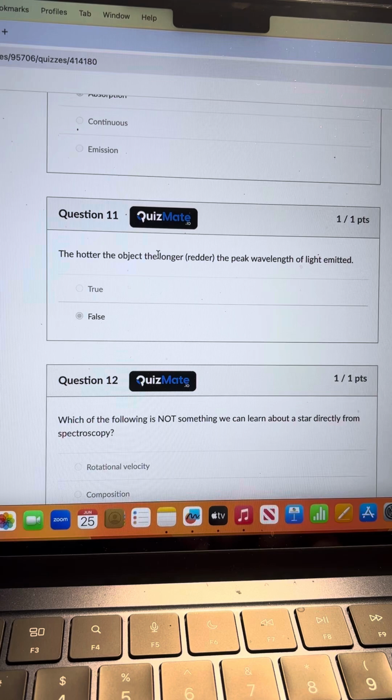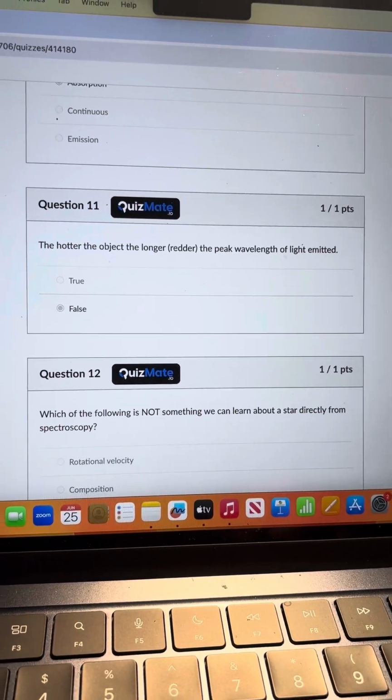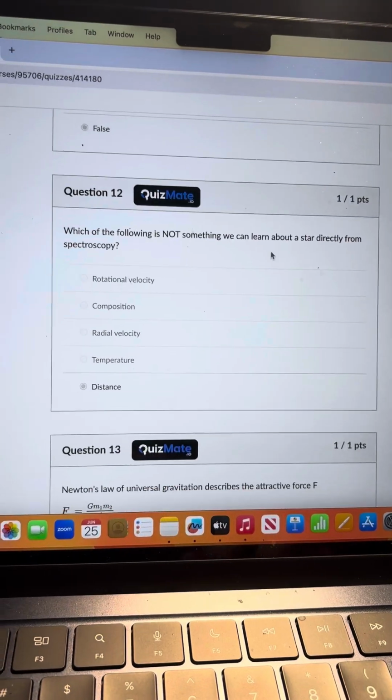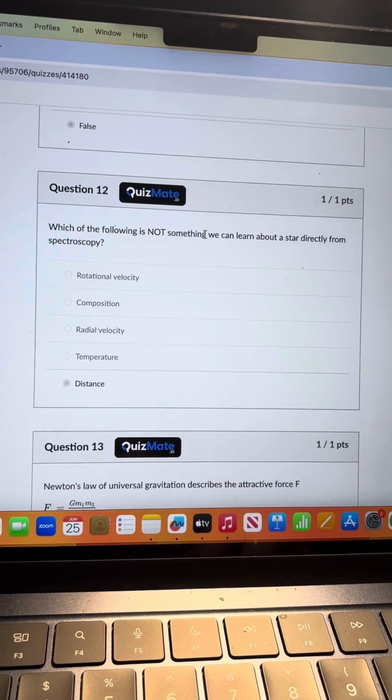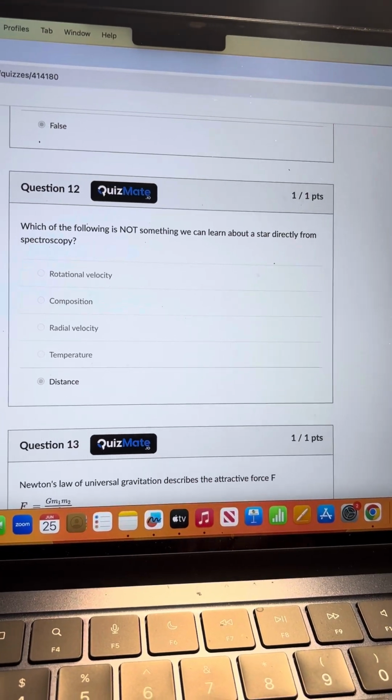The hotter the object, the longer the peak wavelength of the light emitted. The answer is false. Which of the following is not something we can learn about a star directly from spectroscopy? The answer is distance.